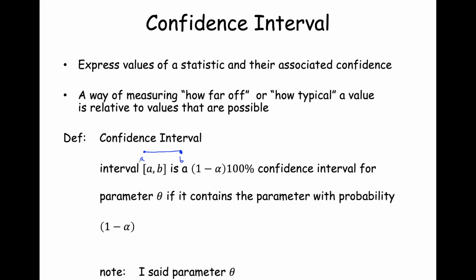And we say interval AB is a so-called (1 minus alpha) times 100, and that is a percentage. So this interval AB is a (1 minus alpha) times 100% confidence interval for that ground truth parameter theta, if it contains the parameter with some probability that's 1 minus alpha.